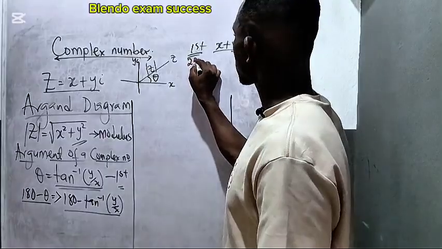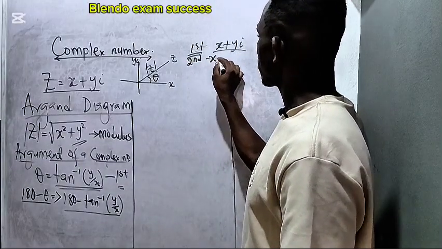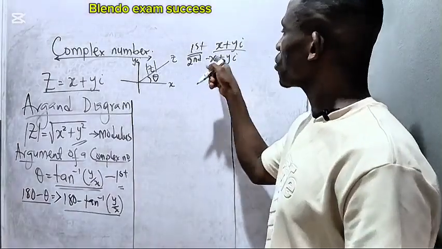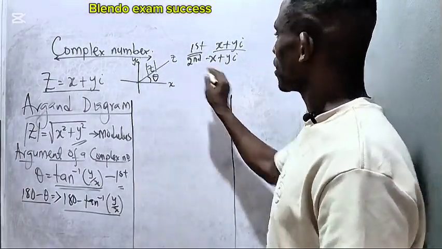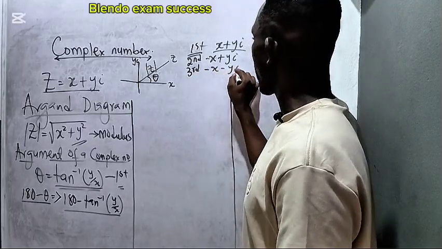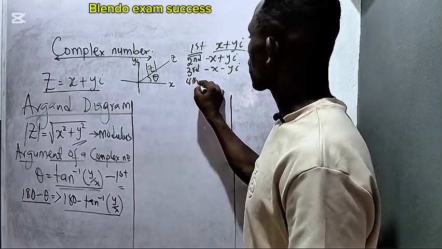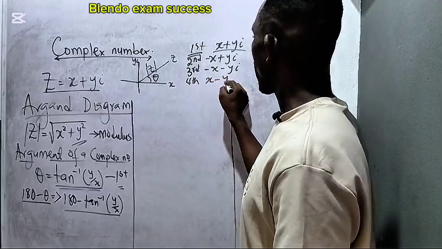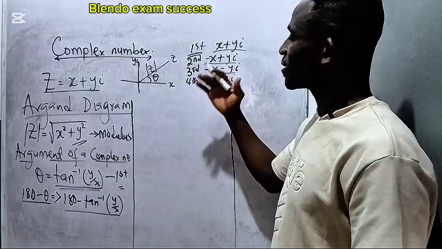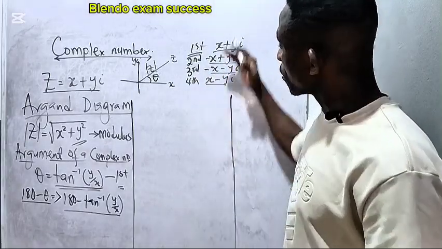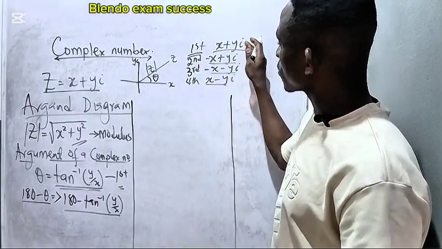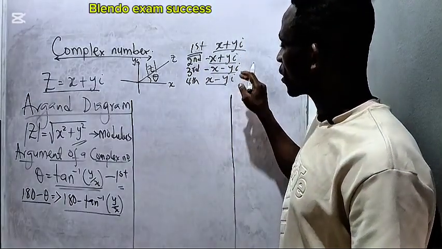Then when you see a complex number like this, minus x plus yi, know that this complex number is in the second quadrant. The one in the third quadrant is going to be negative x, negative yi. Then the one for the fourth quadrant is going to be x, negative yi. So this is how you identify the complex numbers in their respective quadrants: first quadrant, second quadrant, third quadrant, and fourth quadrant.